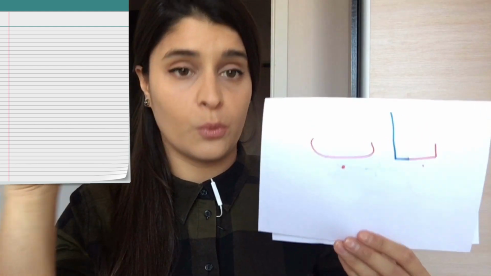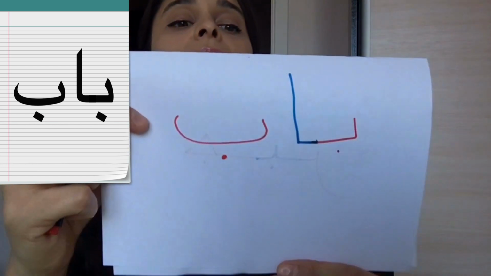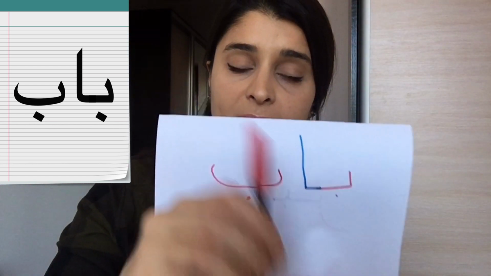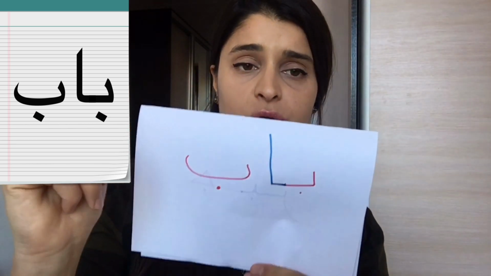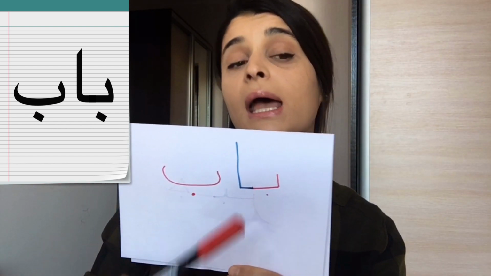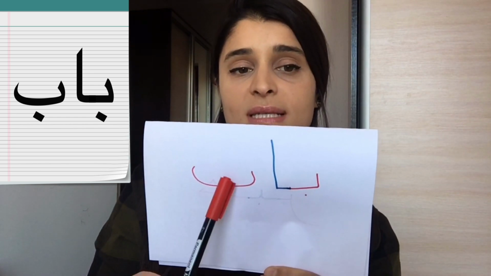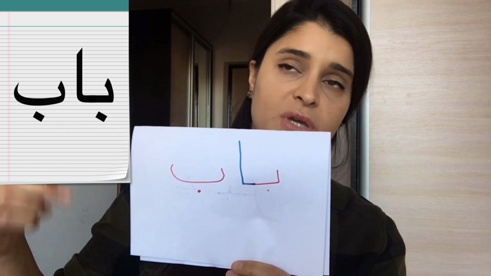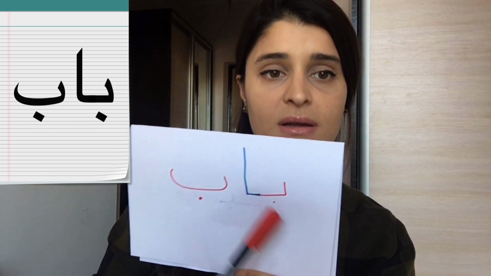Now, let's look at how letter Ba looks in a word. Ba, B. Bab, it means door. Look, this is letter Ba. In the beginning of the word, it stretches its hand and connects with letter Alif. As you remember, letter Alif is an evil letter, so it gives its hand just to the older letters and it doesn't give its hand to the smaller letters. As you can see here, here is the smallest letter because it came in the end. So here letter Ba is alone, here in the beginning.